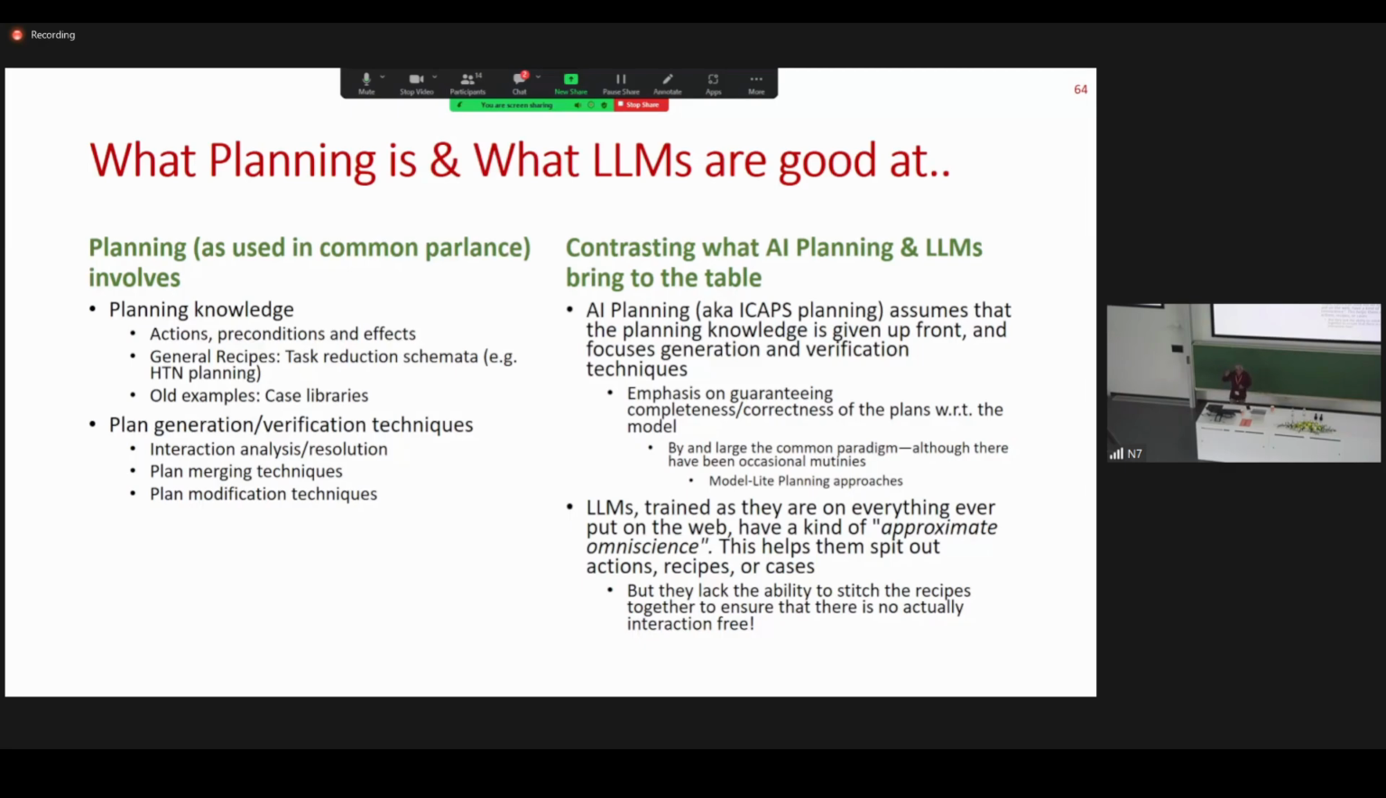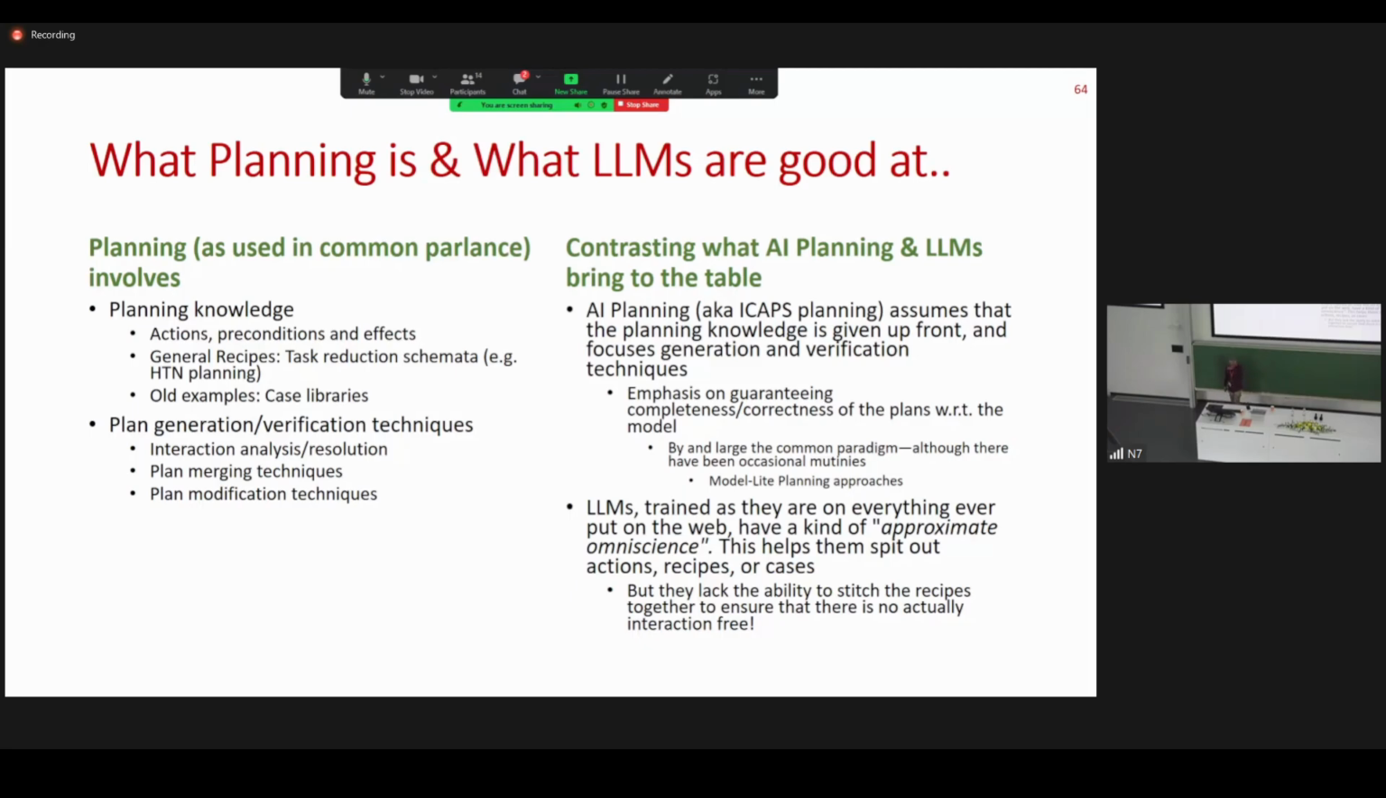Then the plan generation part, which is dealing with interactions between sub-goals, making sure that the plan is actually correct according to some domain model. And if you have multiple small plans for doing multiple things, how to merge them together, how to stitch them together so that there are no interactions, and how to modify a plan that you got out of the case library, making sure that the modification you're doing doesn't kill the plan. Do you understand what I'm saying? Both of these are part of planning, right?